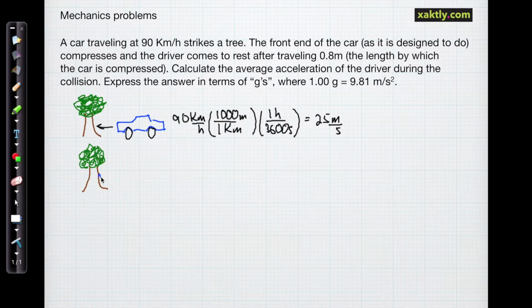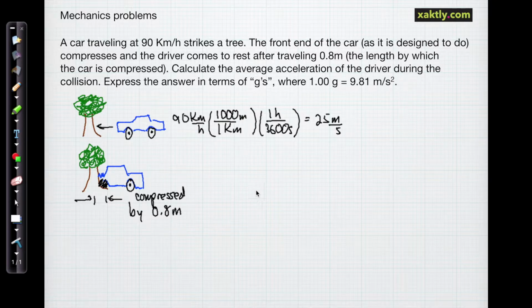Now during the crash, the car hits the tree and the front of the car crumples up by about 80 centimeters or 0.8 of a meter. And so that absorbs some of the shock. So the car is compressed by about 0.8 meters.